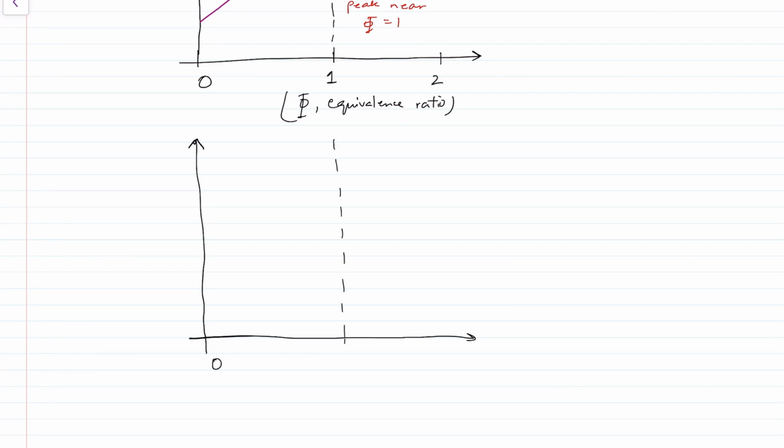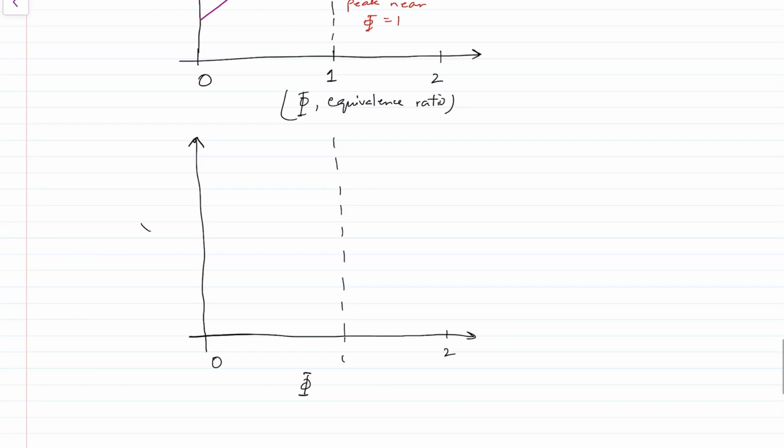So the same 0, 1, 2, and we are plotting phi on the x-axis, but now on the y-axis we plot the volumetric concentration of the pollutants. Again, the left hand side is phi less than 1, this is phi greater than 1. This is excess air, and this is not enough air.